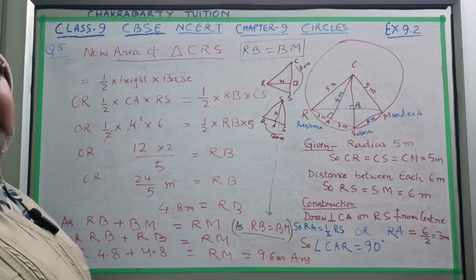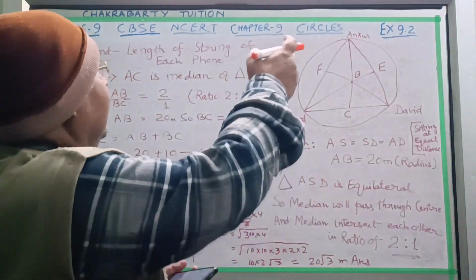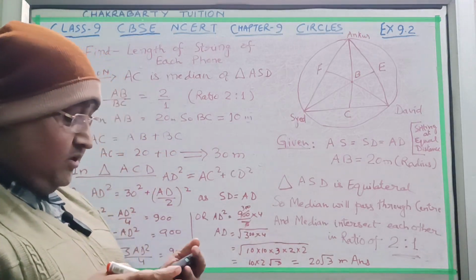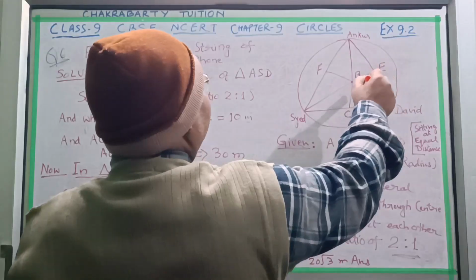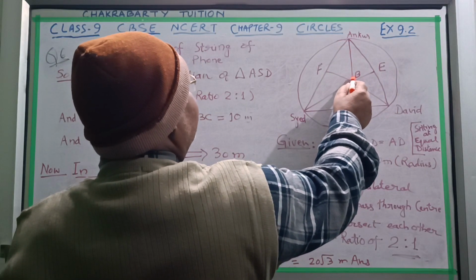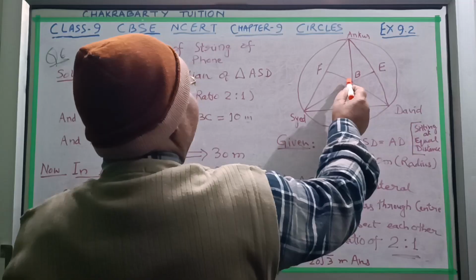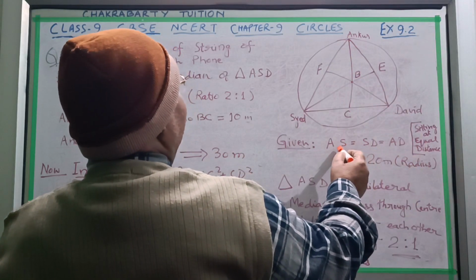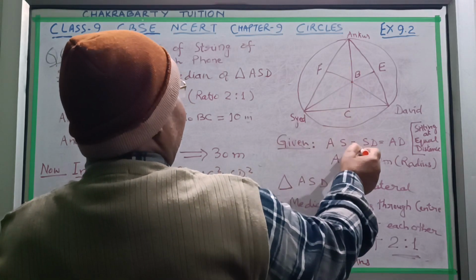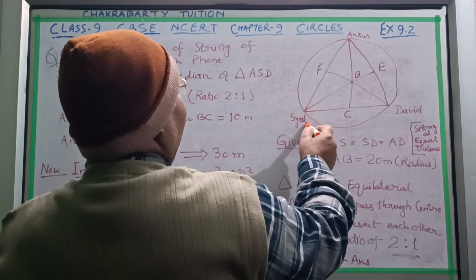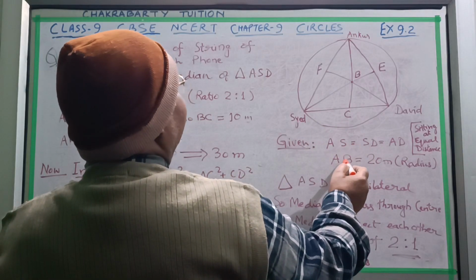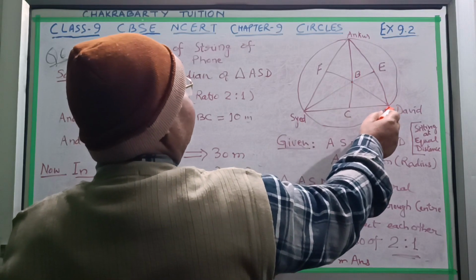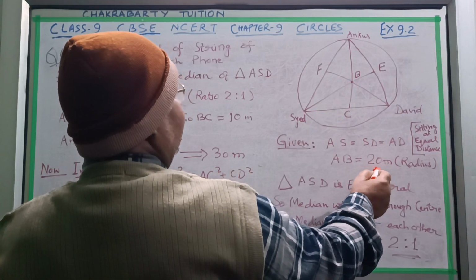We will go to question number 6. Now exercise 9.2, question number 6 we are doing. So in this question what is given? A circular park of radius 20 meter. One circular park is given. Radius means from the center to the circle, meaning BD, BS or BA. These are the radius. AB is a radius, BD is a radius, and BS is a radius. So our radius is 20 meter.